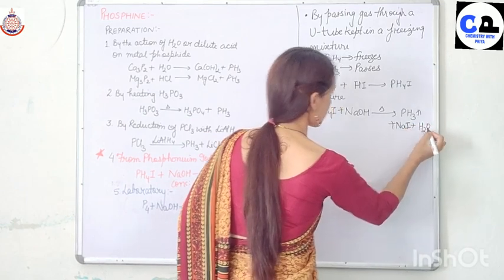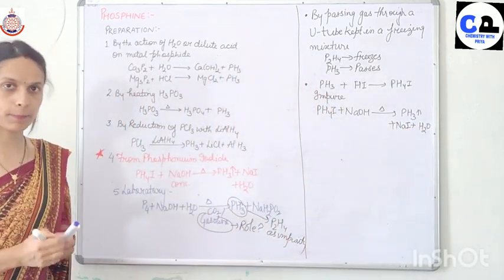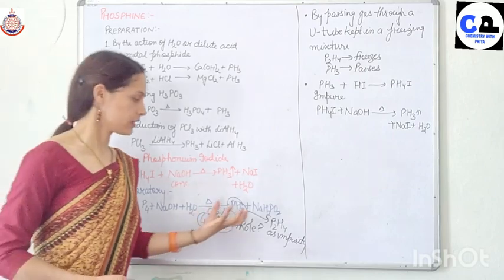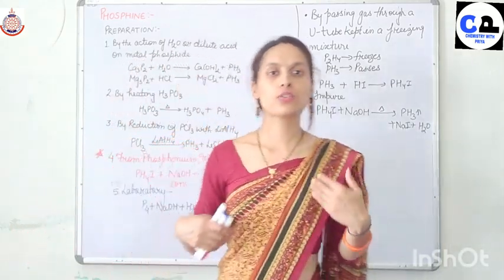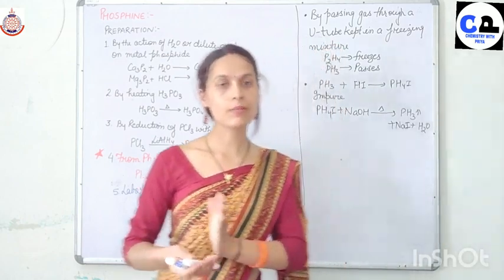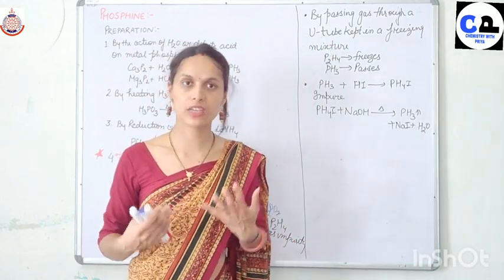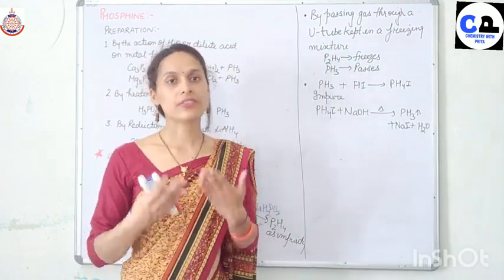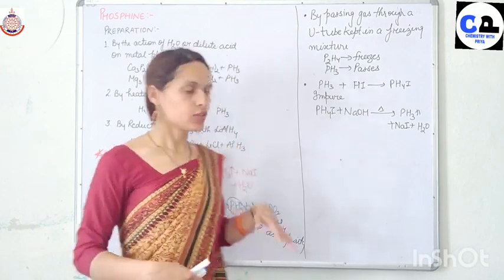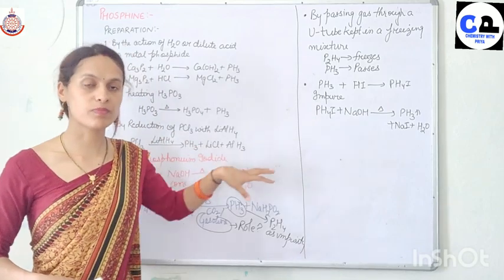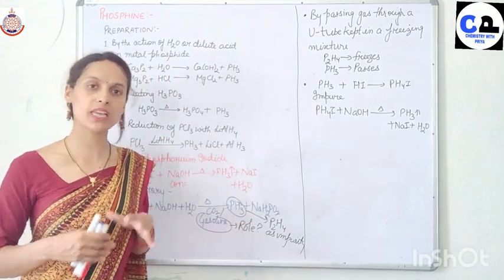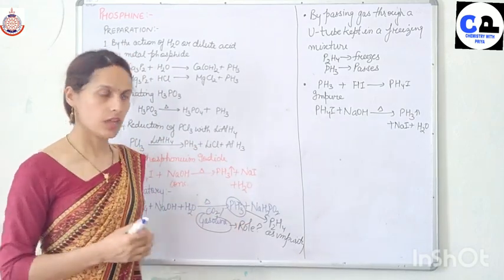So we have three methods through which we can purify the phosphine which is prepared in the lab. First, by the use of gasoline. Second, by using a freezing mixture. And third, by treating with hydrogen iodide. Through these three methods we can purify the phosphine gas which we get from the laboratory method.